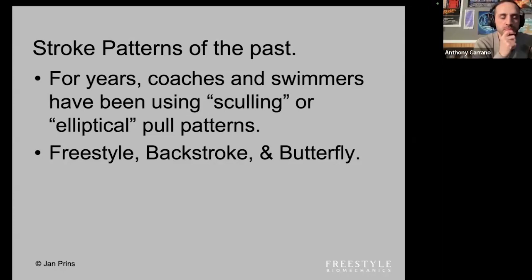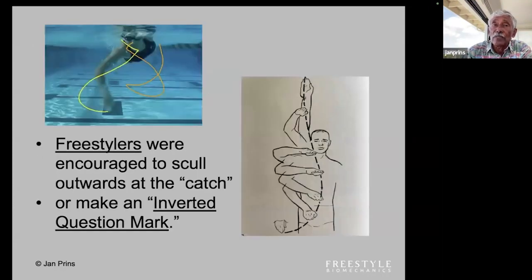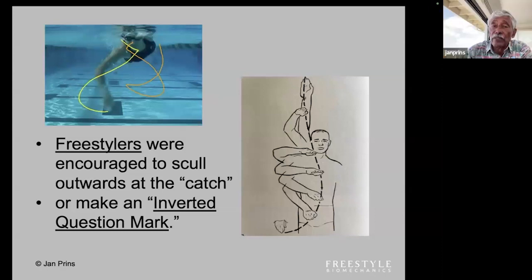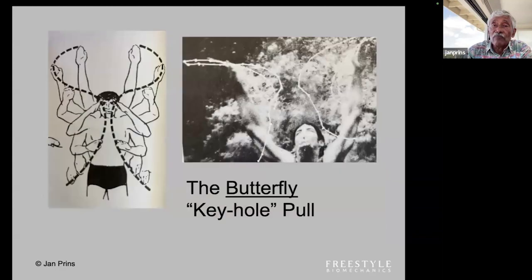Before recent developments, coaches and swimmers would promote the sculling or elliptical pull patterns. This is freestyle. People were taught to do this. They were encouraged to scull outward and inward, like an inverted question mark. That was the classic path. And you can see that in backstroke, it was the same thing. And in butterfly, it was even more. We call it the keyhole pull. So you can see lots of inward and outward sculling movements.